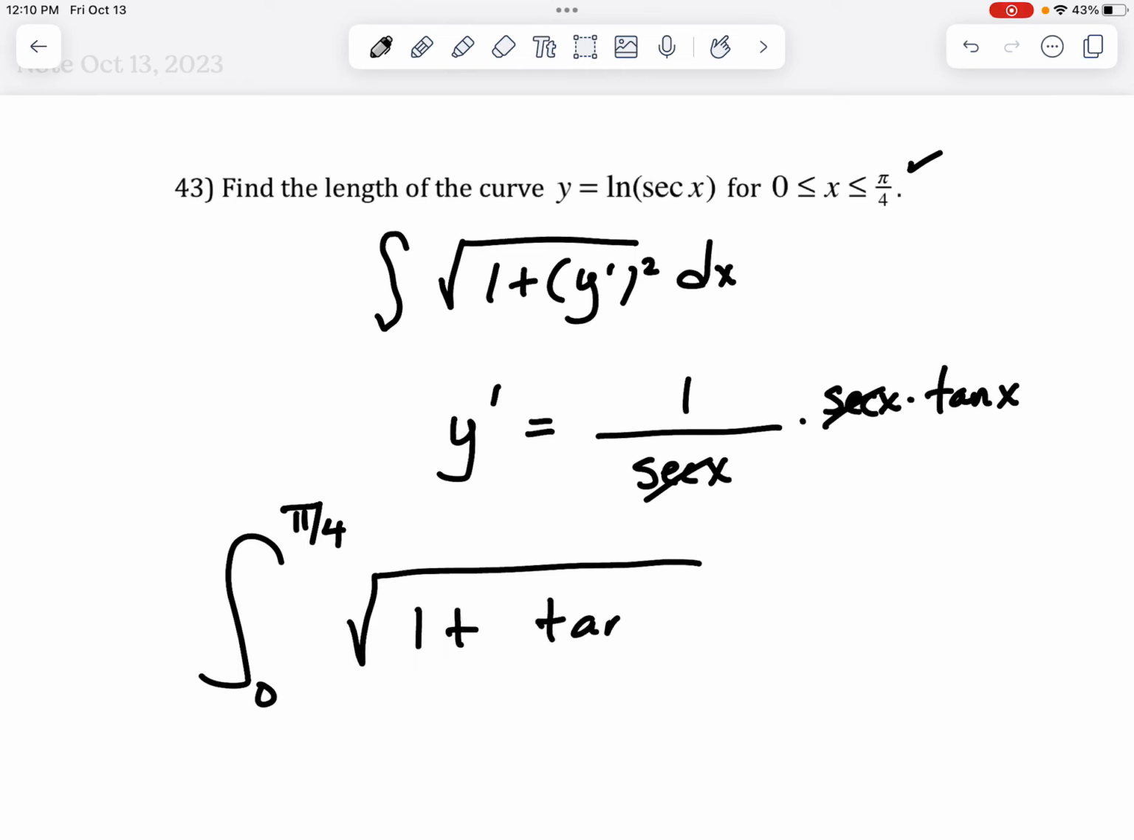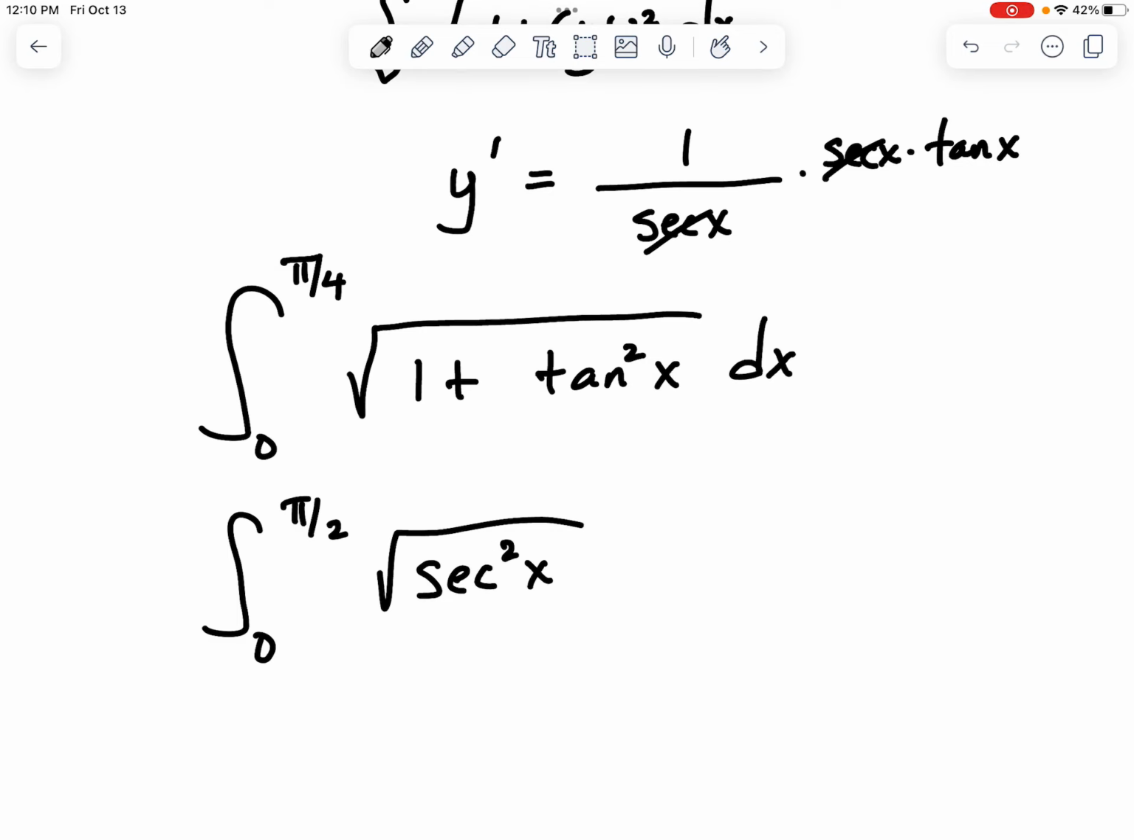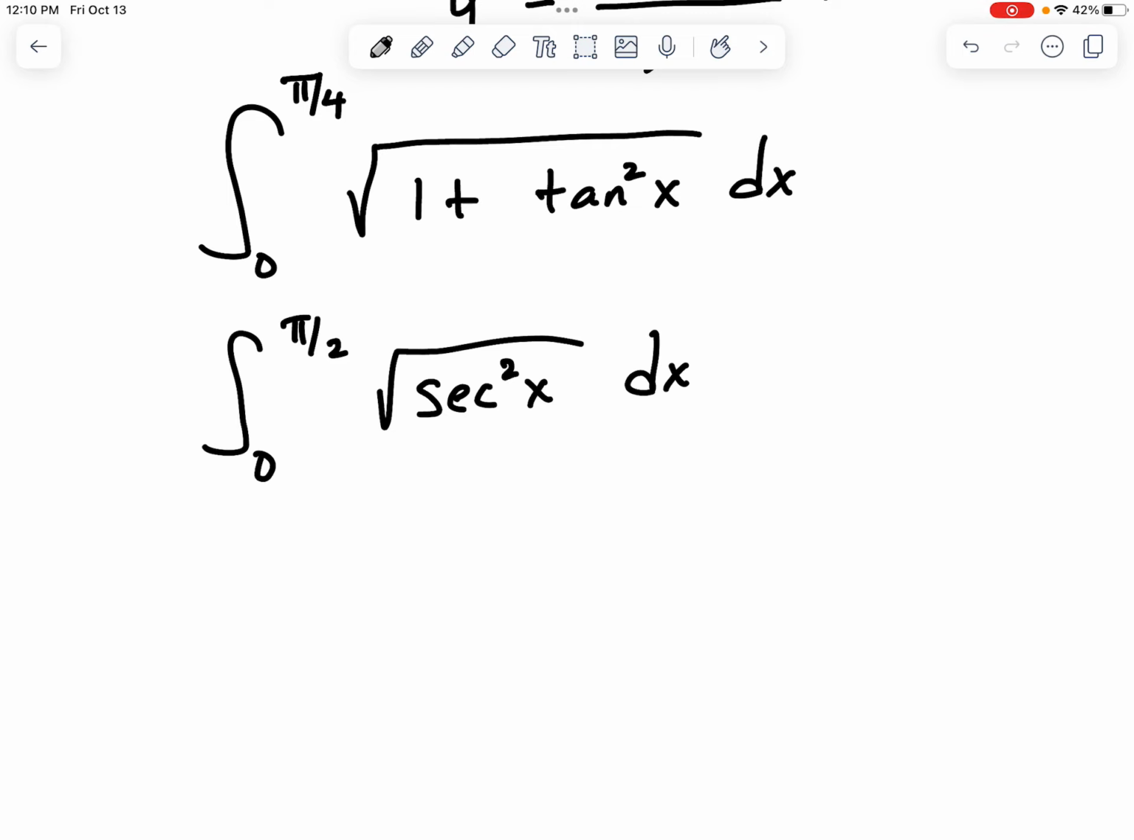So integrate from 0 to pi over 4, the square root of 1 plus the derivative squared. So tangent gets squared. And then, let's see, 1 plus tangent squared happens to equal secant squared. So that means that inside of the square root is secant squared. And then the square and square root will cancel each other out, so we just need to integrate secant.